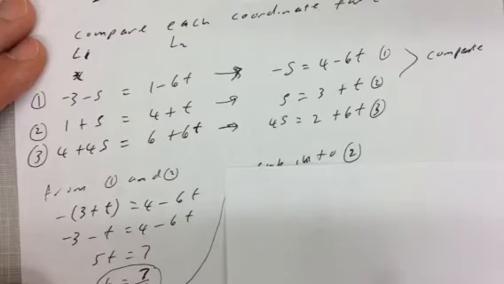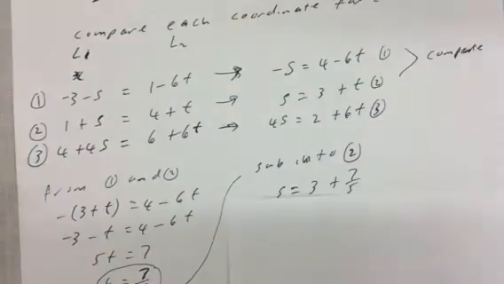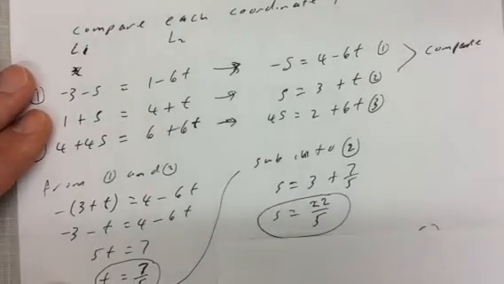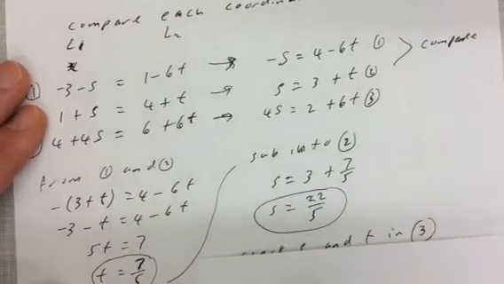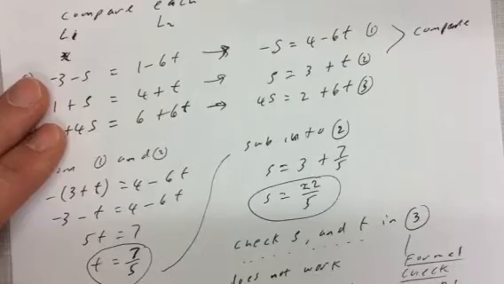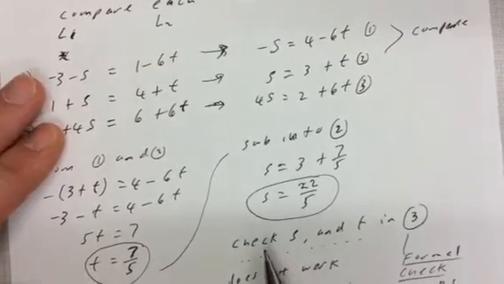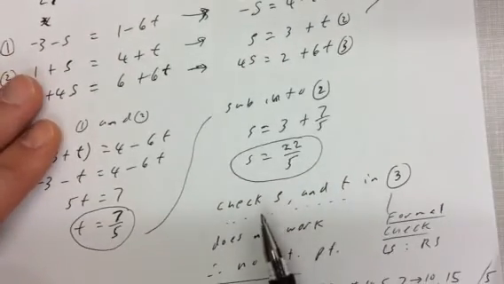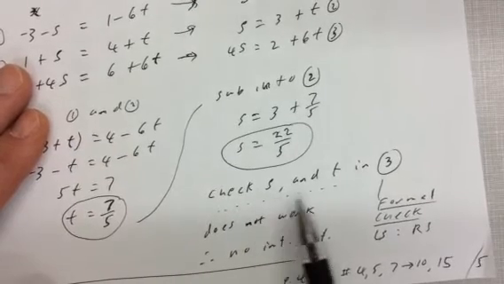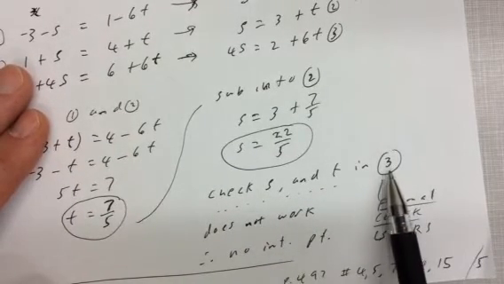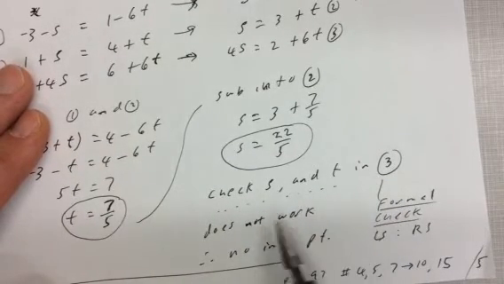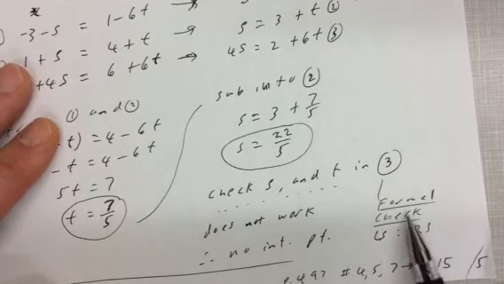We get t equal to 7 over 5. Sub that into 2, and you'll get s equal to 22 over 5. Okay. Now you have to do a formal check of s and t in equation 3. Now I've checked it, it doesn't work. You should also check it, but you need to do a formal check.